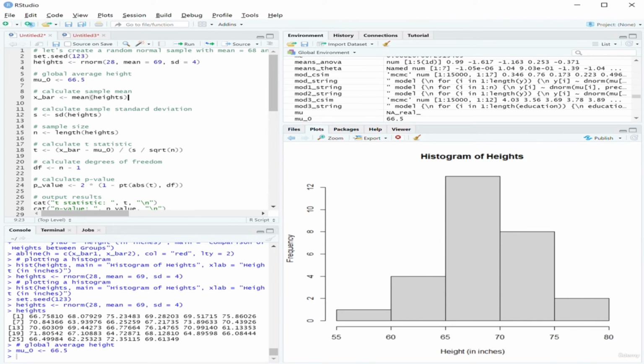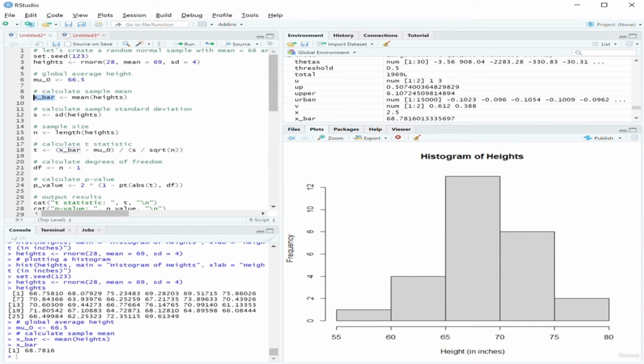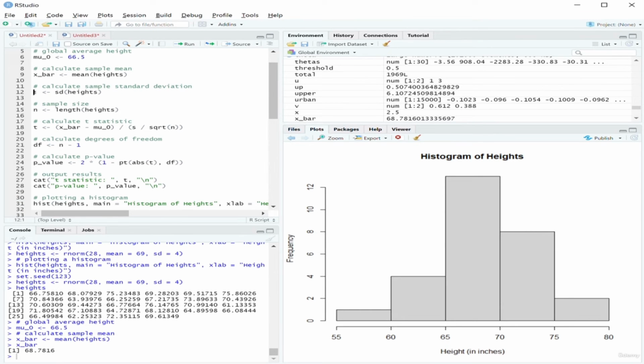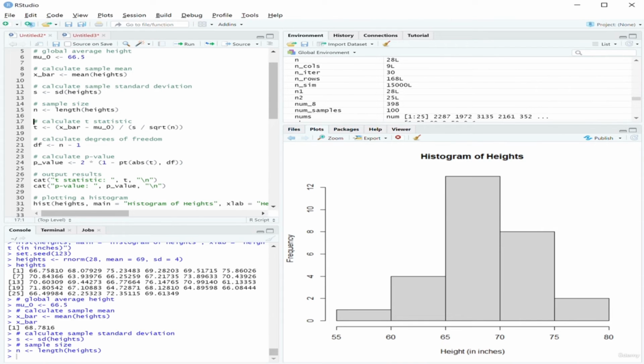Well, we go ahead and we calculate our mean. Our mean winds up being 68.78. And so we're simulating from a distribution that has mean 69 and standard deviation 4, so that doesn't mean we're going to exactly get that. We're only taking 28 samples. So if we took 28,000 samples, we'd probably get something pretty close to 69. And we calculate the standard deviation of that. And then we obviously try to figure out how many observations we have, which we know is 28.